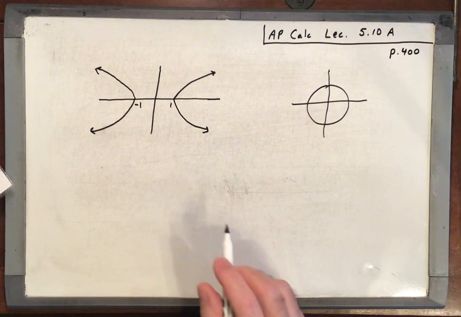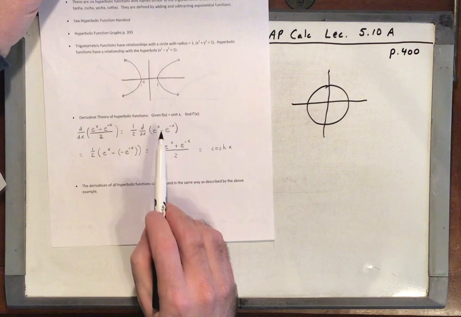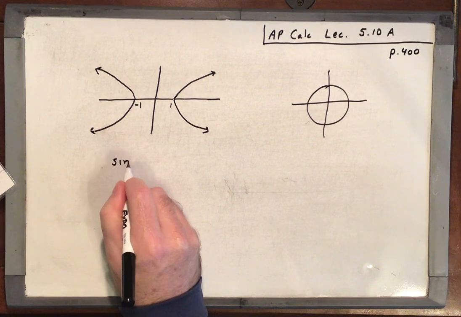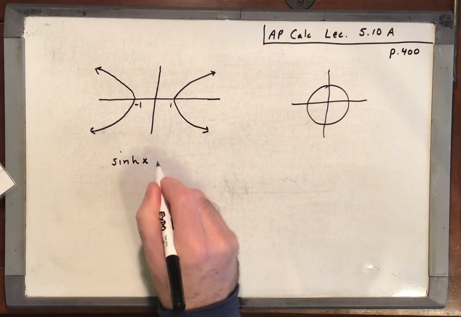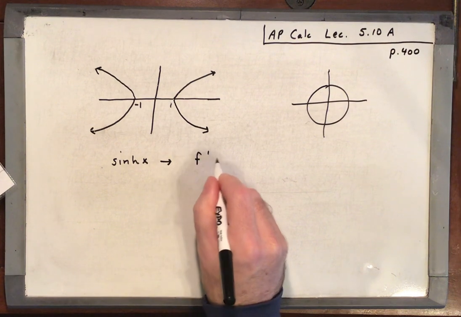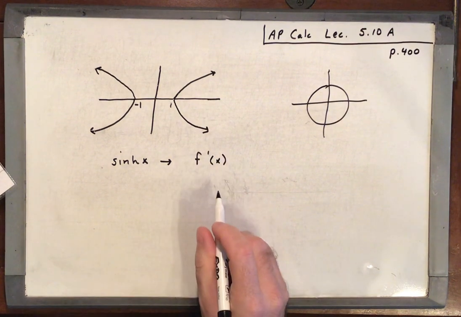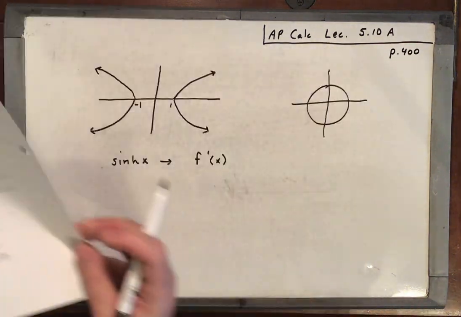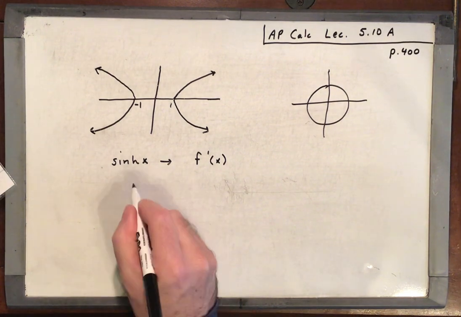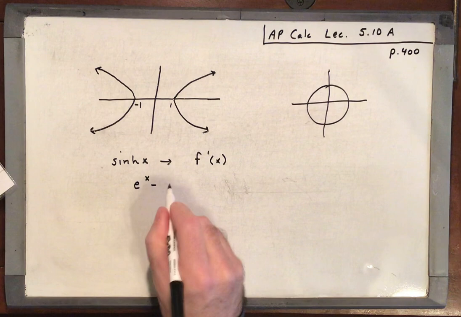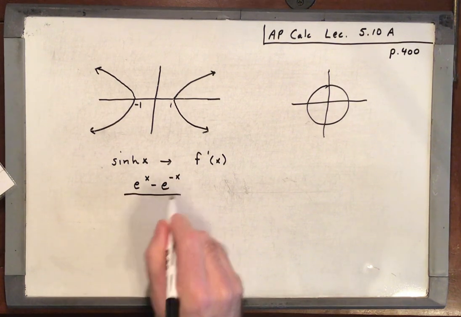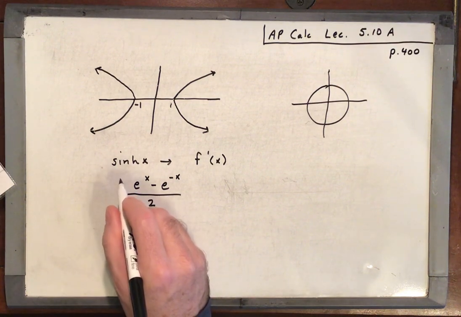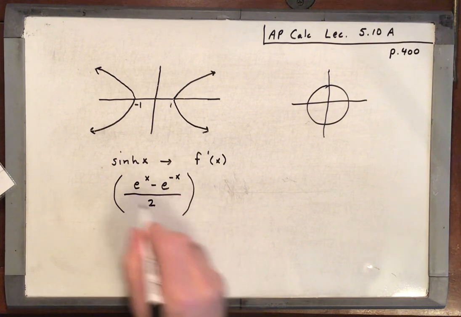So the derivative theory, the next one down, derivative theory of hyperbolic functions. So given that we have the hyperbolic sine of x, we want to know what is f prime of x. Okay, so what we're going to do is look at the definition of hyperbolic sine. We know that hyperbolic sine is e to the x, from your sheet, minus e to the minus x over 2. All right, that's how that's defined. So we want to take the derivative of that. Okay, so we're going to d/dx that thing.